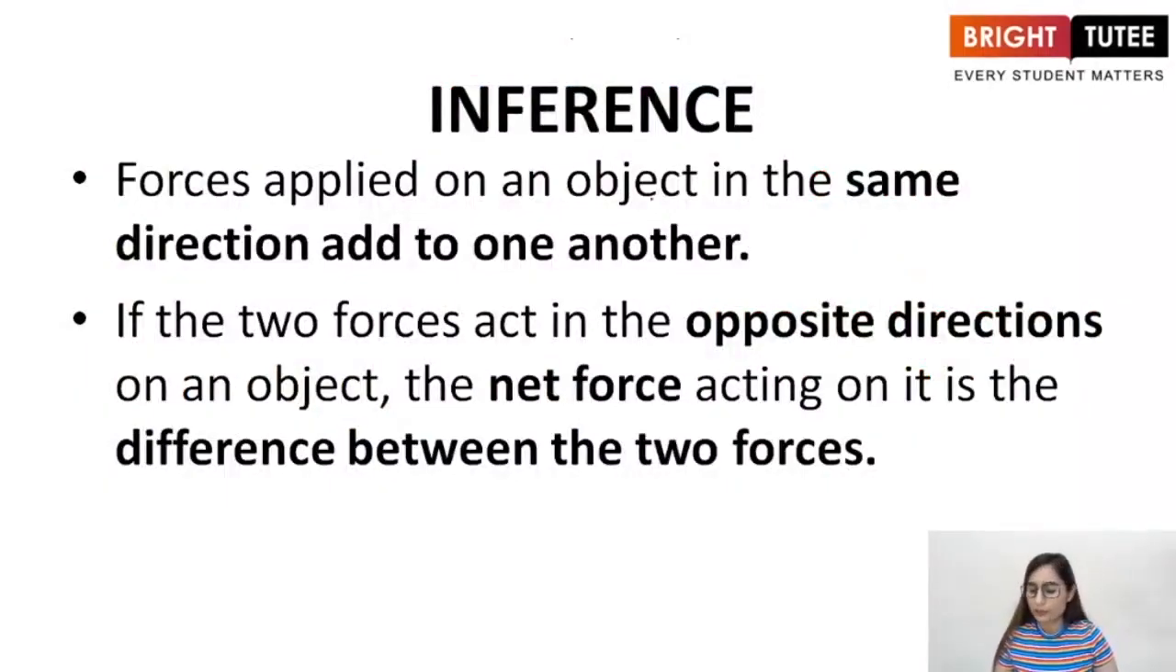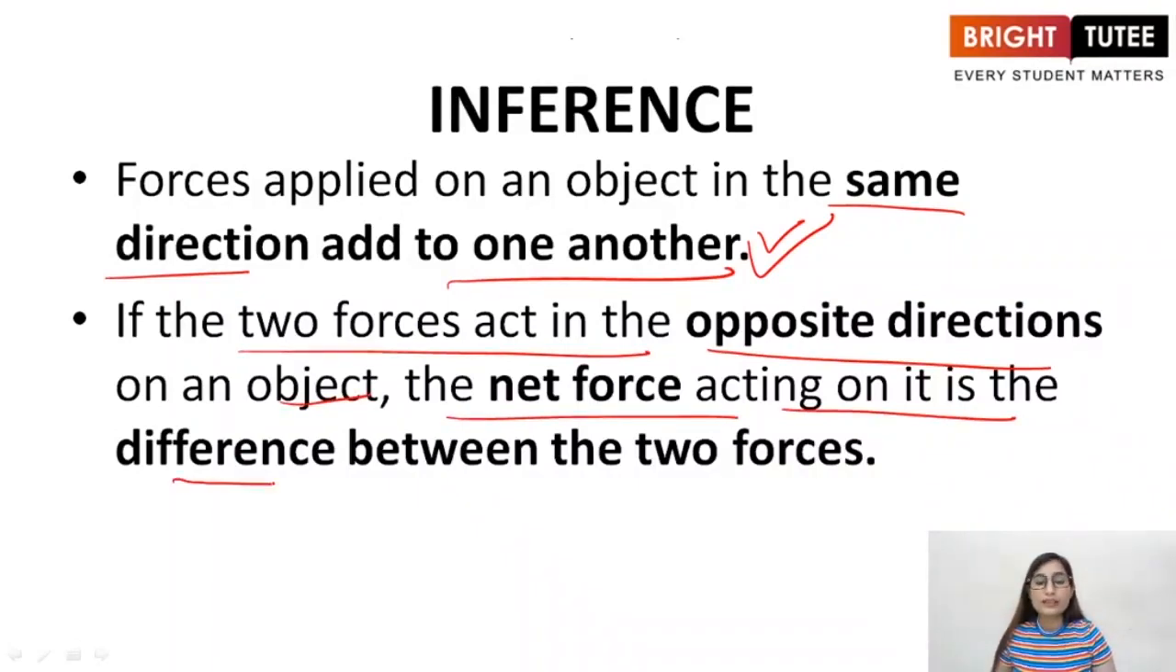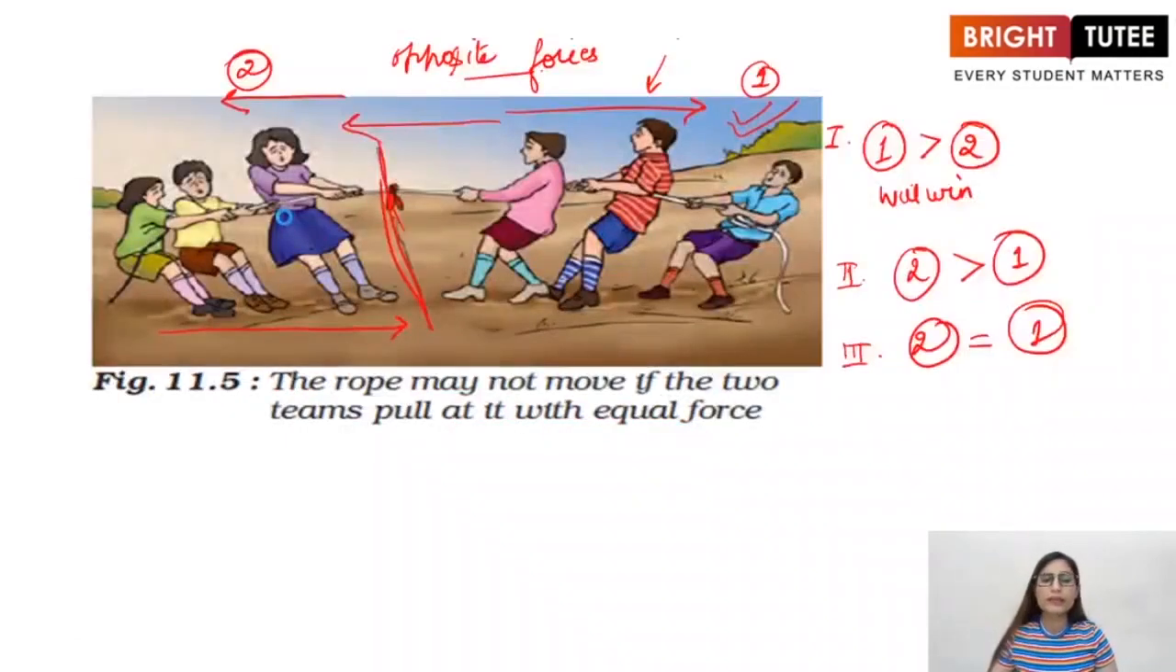Forces applied on an object in the same direction add to one another. We have already learnt that. If two forces act in opposite directions on an object, the net force acting on the object is the difference between the two forces. Basically, let us come to this example. There were two forces acting on the rope. This is the rope, right? Force 1 is applied by team 1 and force 2 is applied by team 2.